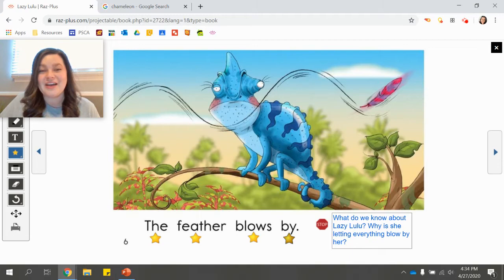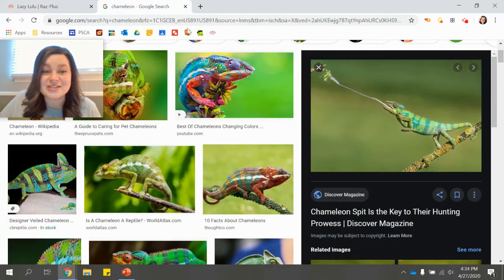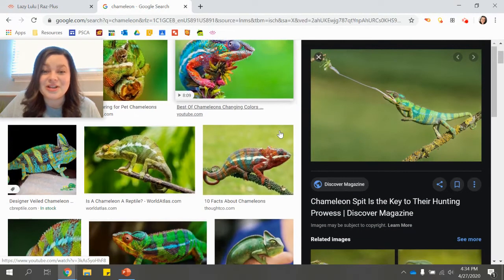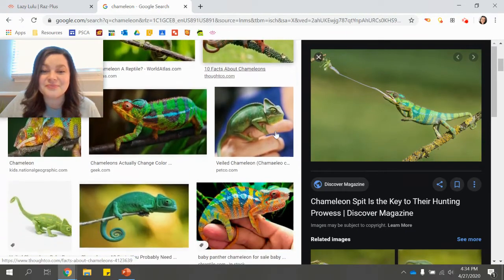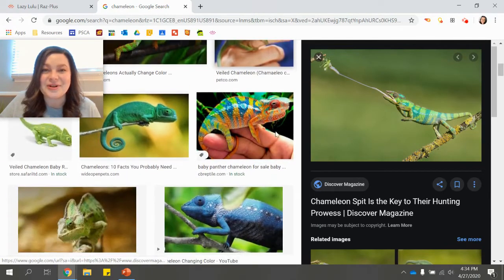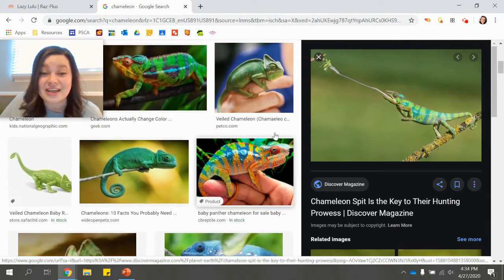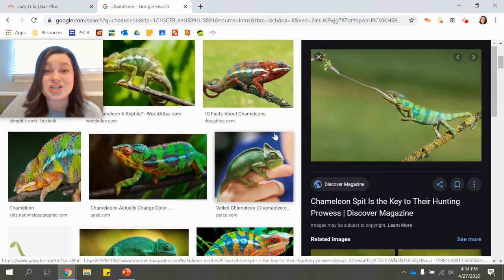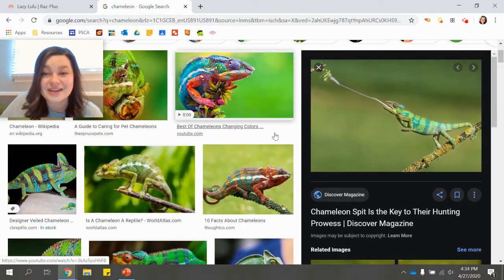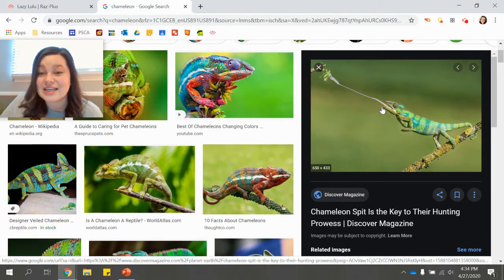Nice job. Okay, I want to stop here and think about, what do we know about lazy Lulu? Why is she letting everything blow by her? So I wanted to pull up some pictures. Do you know what this animal is that Lulu is? What do we call this animal? If you said chameleon, you're right. This is a chameleon. And we know that chameleons can change colors. Here's a picture of a chameleon sticking out its tongue to catch something to eat.